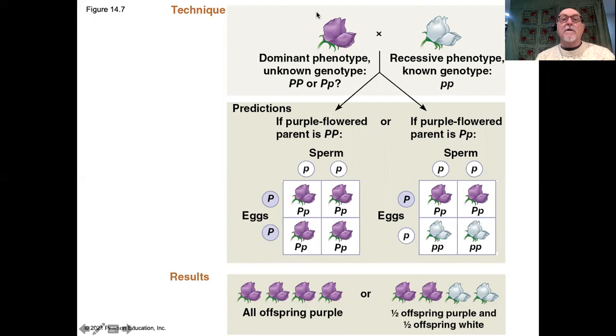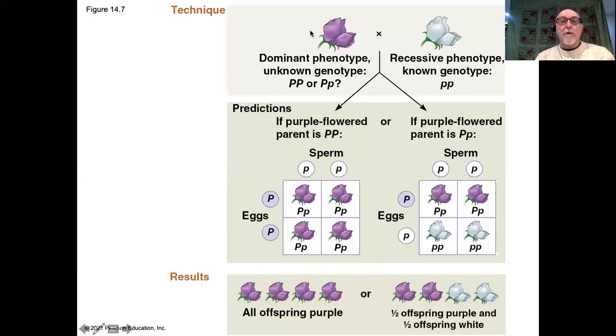So here's the purple plant. What can it be? It could either be big P, big P, or big P, little p, either homozygous or heterozygous. We don't know. And in order to tell, we're going to cross it with a true breeding recessive. So we know that this is a homozygous recessive, little p, little p. Now let's run through the different possibilities.